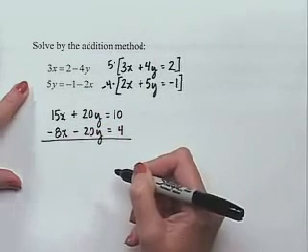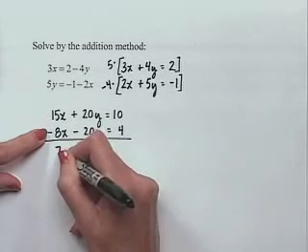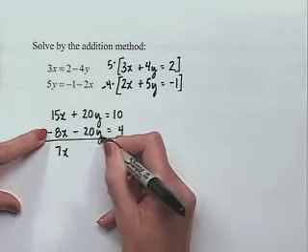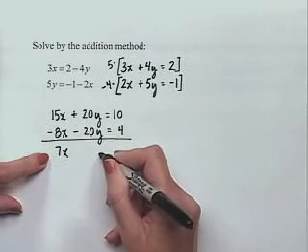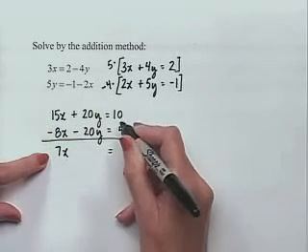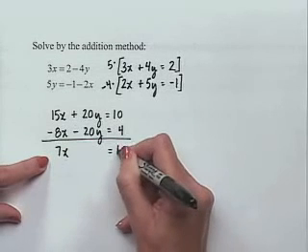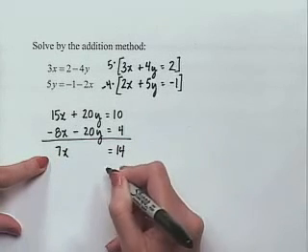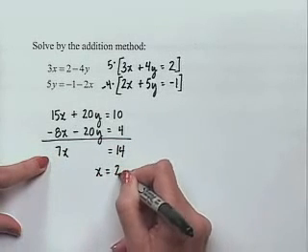Let's add. 15x minus 8x is 7x. 20y minus 20y is eliminated as needed. 10 plus 4 is 14. And now we divide by 7 to give us x equals 2.